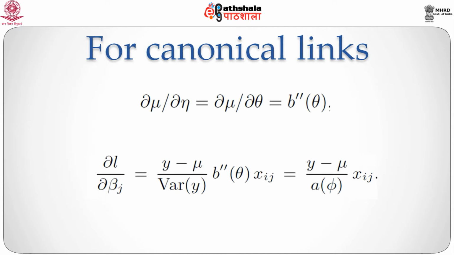For canonical links, there is also some simplification to the score function. So del mu del eta is equal to del mu del theta, which is equal to b double dash theta. Substituting this into the score equation, we get del L del beta j equal to (y minus mu) over variance of y, b double dash theta x i j. And using the fact that variance of y is b double dash theta, we get the simplified form del L del beta j is equal to (y minus mu) over a phi into x i j.